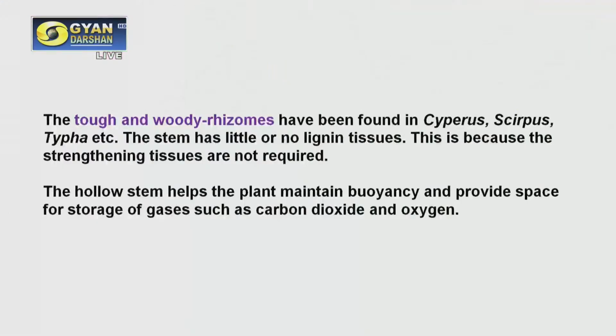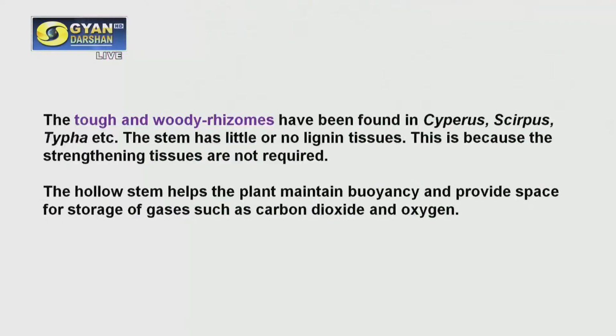Then we come to the stem. Compared to the root, stem is well developed. It's a tough and woody rhizome, at least in some species like cypress, Typha, etc. Particularly in the emergent species, the stem is quite developed. Whereas in those plants which are free floating or submerged, the stem is not that developed. But in any case, the stem is better developed as compared to the roots.